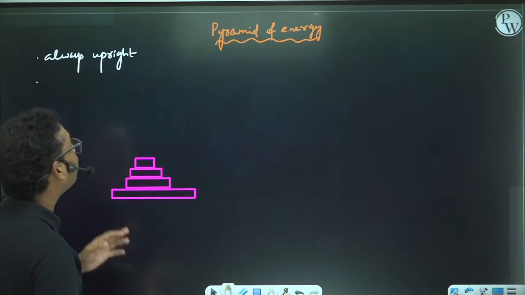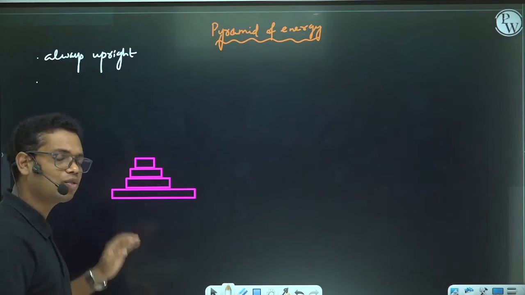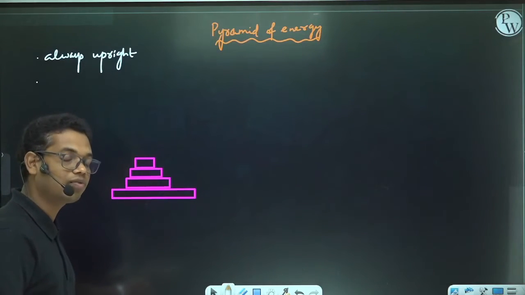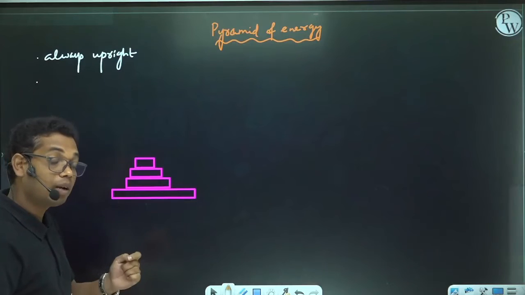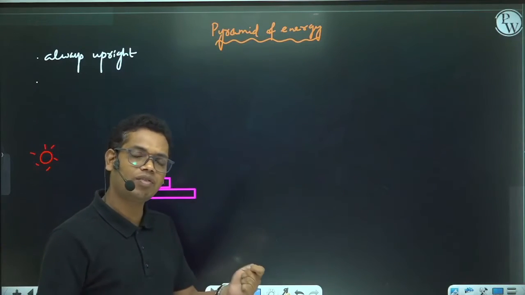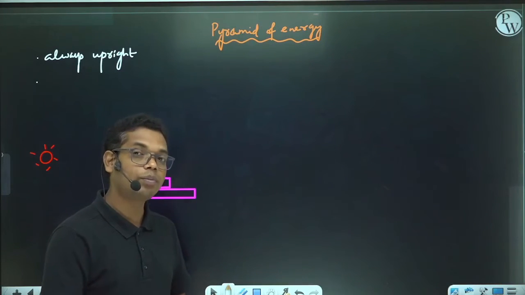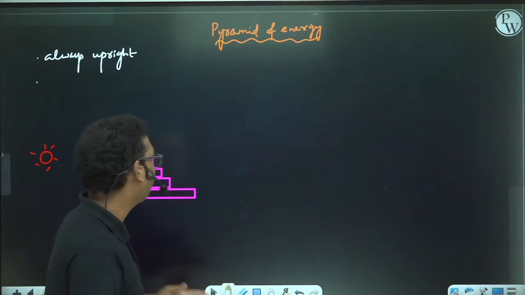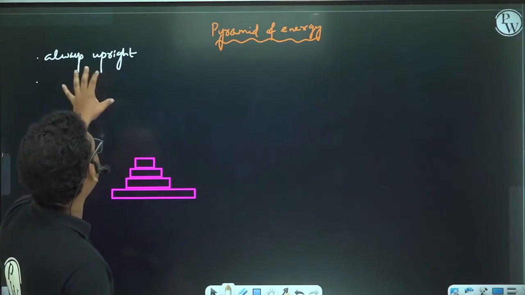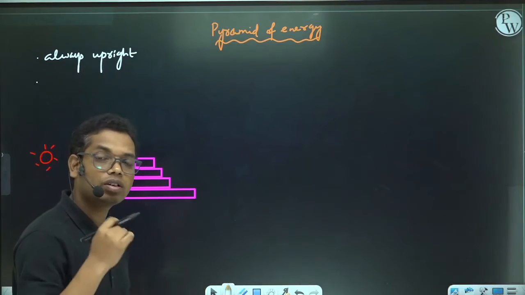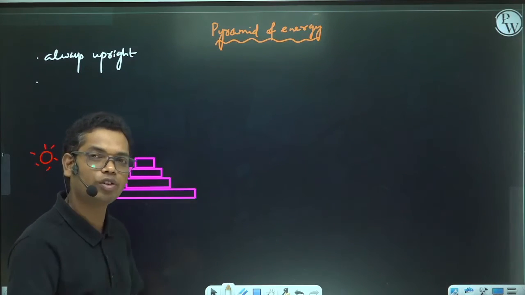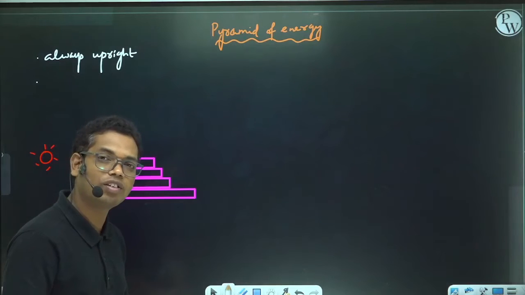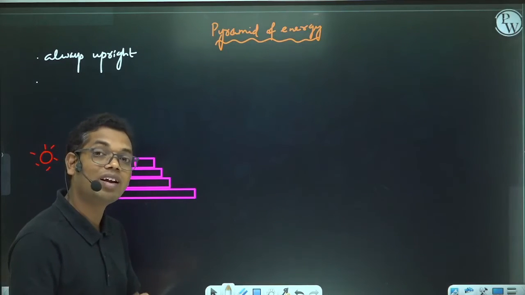Okay, what about pyramid of energy? Pyramid of energy is always upright. Pyramid of biomass can be inverted or can be upright. Pyramid of number can be upright, it can be inverted, but pyramid of energy is always upright. Why? Because the flow of energy is always unidirectional, and it follows the 10% law.